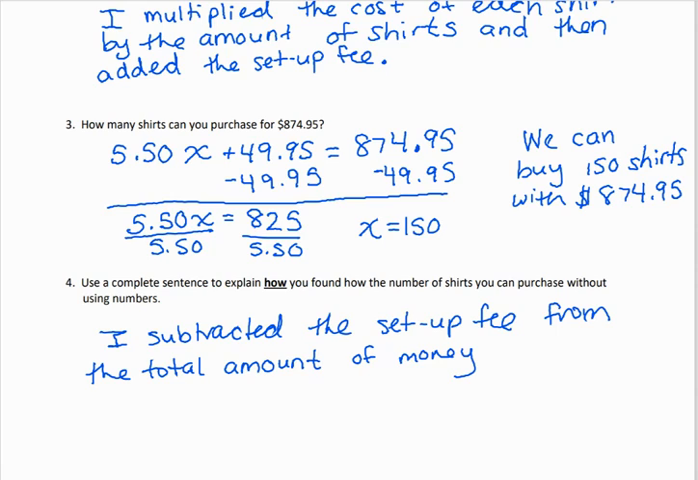So we did the subtracting and then divided. And we divided by the 5.50, which represents, exactly, good, Alyssa, divided by the price or cost of each shirt.